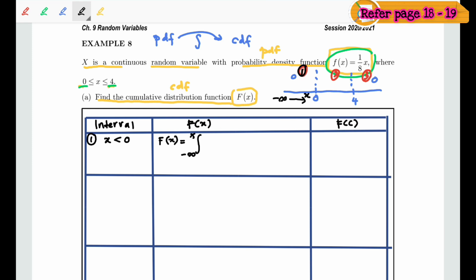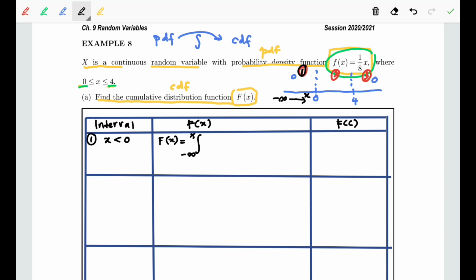Why do we write it as x? X is actually representing any value in that range. It could be negative infinity to negative 1, for example, or negative infinity to negative 10. So x is a variable representing any value from that range, up to a maximum of 0. So that's why we're not going to integrate from negative infinity to 0.